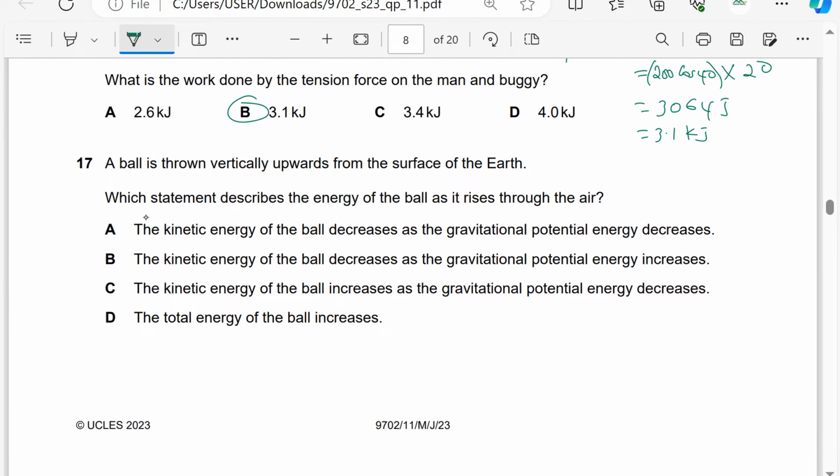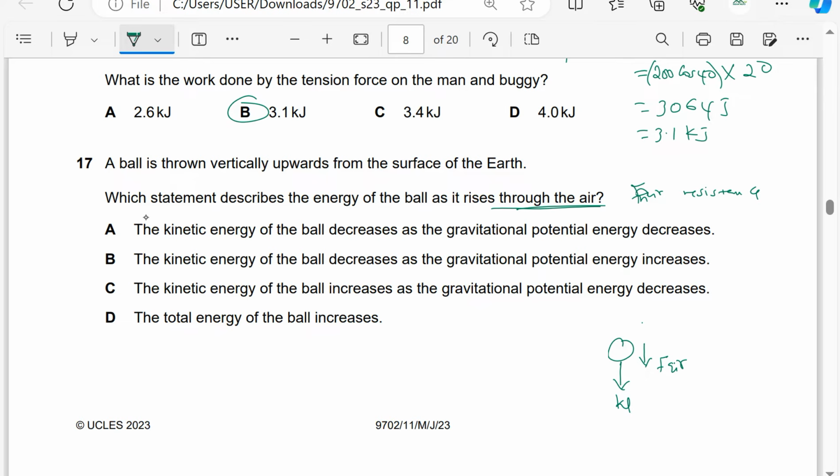A ball is thrown vertically upwards from the surface of the earth. Which statement describes the energy of the ball as it rises through the air? It is rising through the air. That means there is acceleration due to gravity, but because it's rising through the air, there is friction or air resistance. Air resistance is there. So let's look at the ball. Its weight is acting vertically downwards. It is going upwards, so air resistance is downwards. Force due to air resistance is downwards.